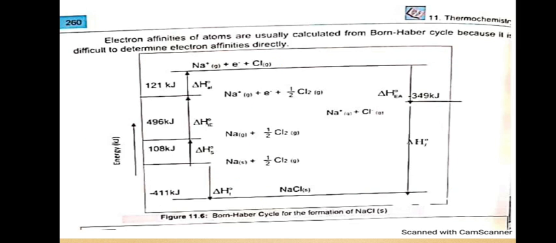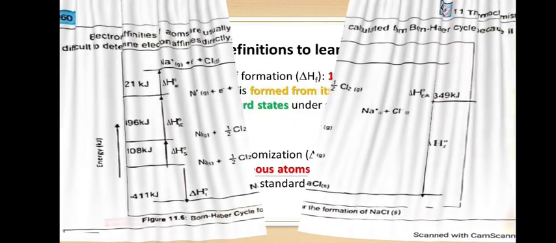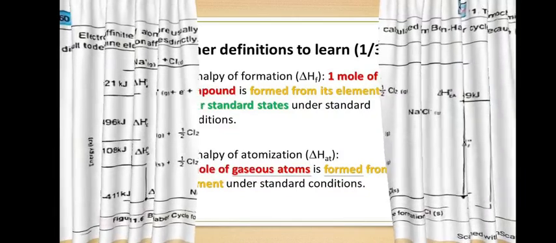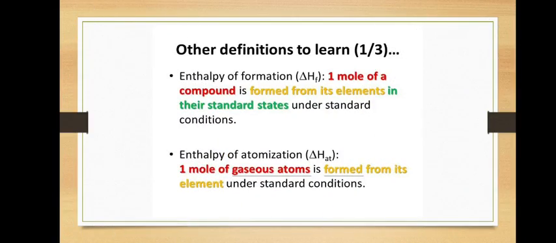So if you know all values except one, you can calculate the value of that unknown. That may be electron affinity, that may be lattice energy. Okay, coming to the next.